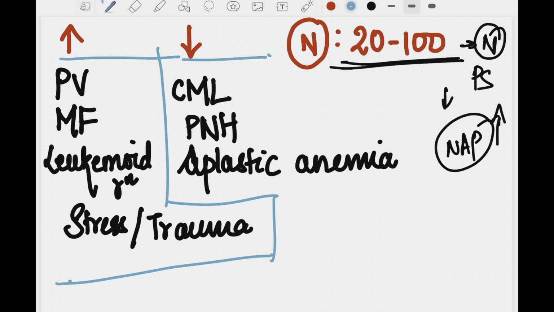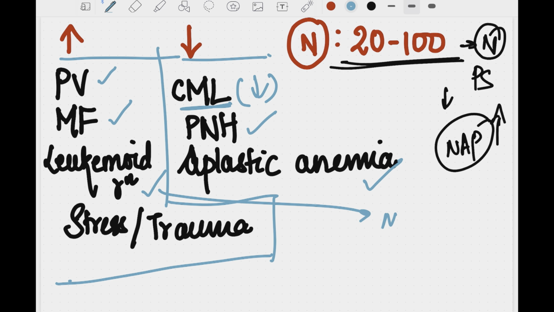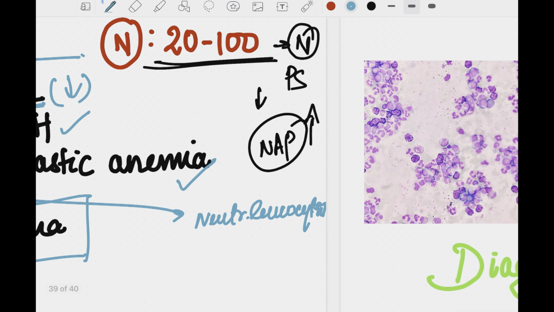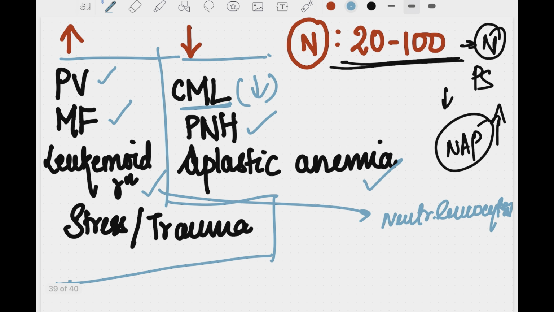Because in CML there is a lot of proliferation of granulocytes, the marrow is just throwing out neutrophils and granulocyte precursors outside, so they're not functionally maturing. Because we know that the NAP score is for functional maturity, the neutrophils in CML are not that mature, and hence you have a decreased NAP score in CML, in PNH and aplastic anemia. However, increased NAP score is seen in polycythemia vera, myelofibrosis, and leukemoid reaction. This is again neutrophilic leukocytosis due to infection, sepsis, or anything that you see routinely, and stress and trauma. So these are the causes of increased and decreased NAP score.